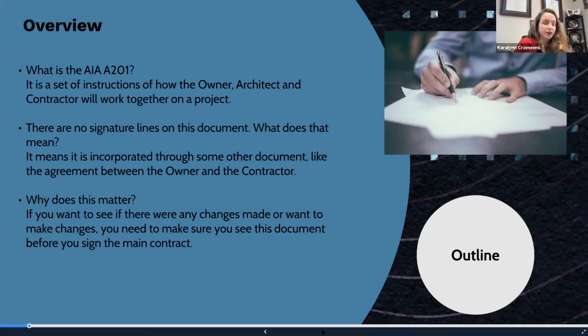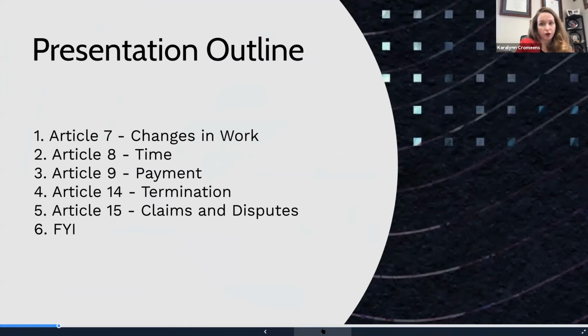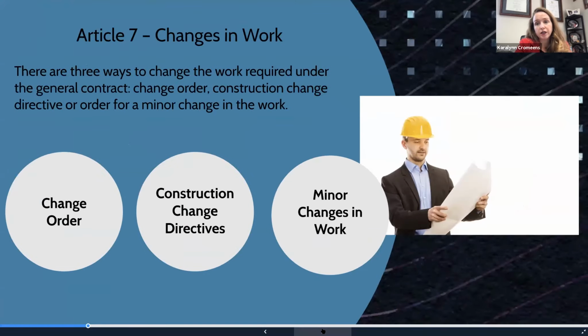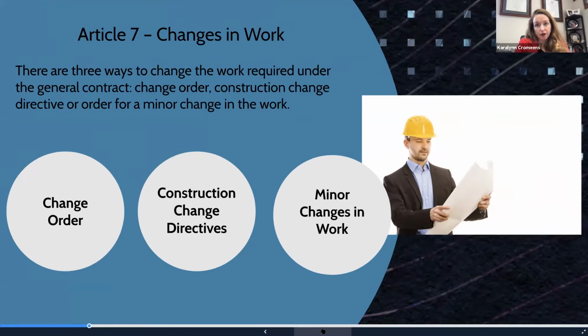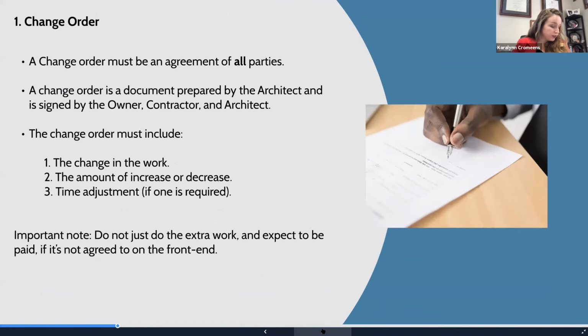So with that, we'll dive right into changes in work, which is under Article 7. There are 3 ways under this contract to change work. The first one is a change order. The change order has got to be agreed to by all 3 parties. How it works logistically is the architect drafts it, the owner signs it, and then they produce it to the general contractor, who signs off on it as well. It must include any change in the work, any amount of increase or decrease, and a time adjustment if one is required.